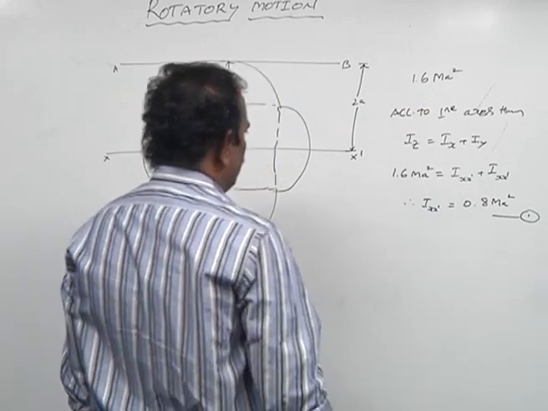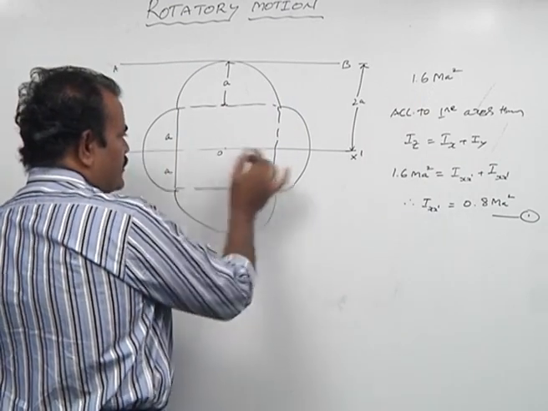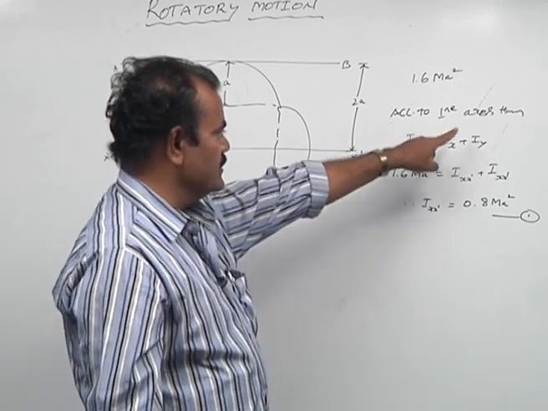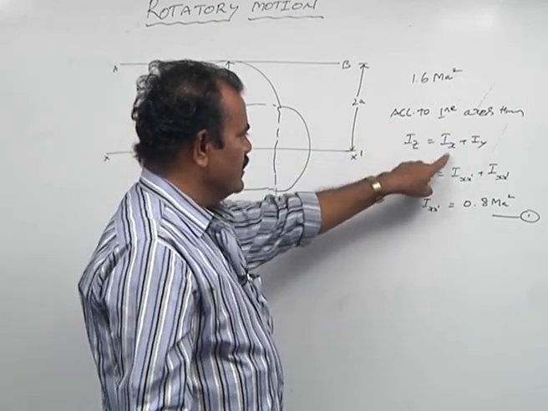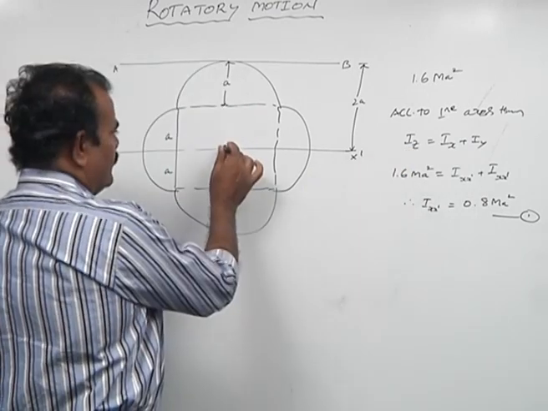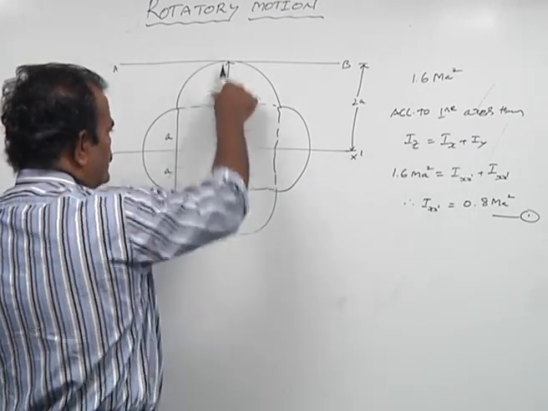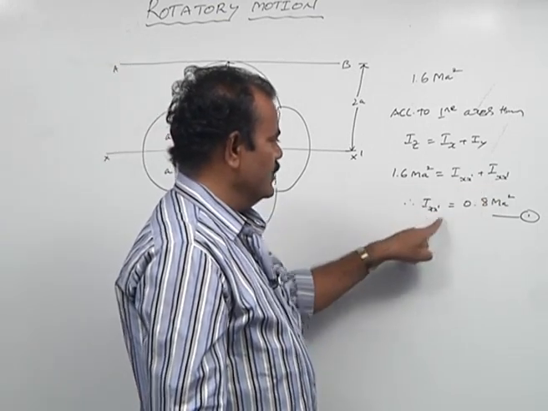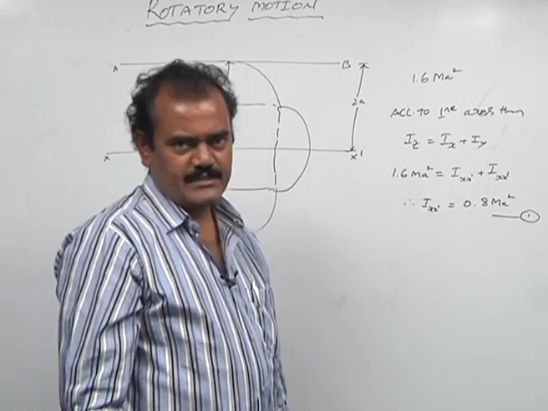Now if you want to find out the moment of inertia about this x dash, for that we apply the perpendicular theorem, Iz is equal to Ix plus Iy, and 1.6 Ma square is equal to this one and again this one also. So it is Ixx dash plus Ixx dash, so that will be 0.8 Ma square.